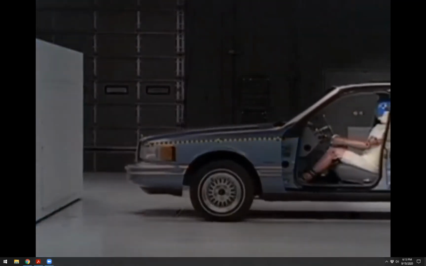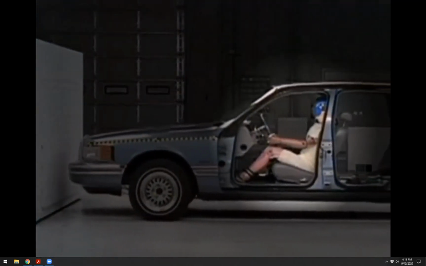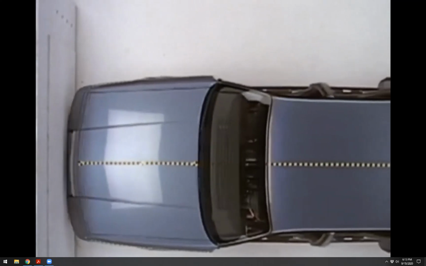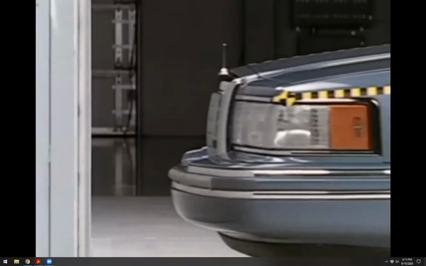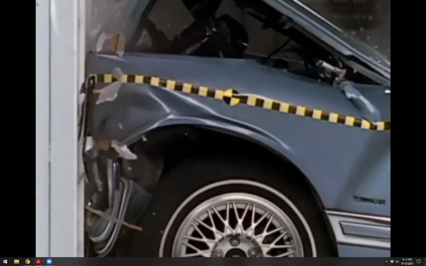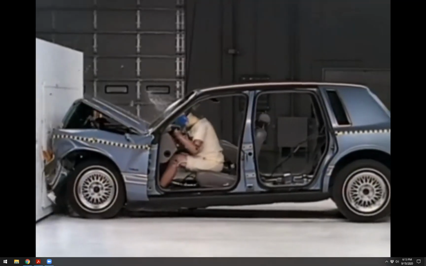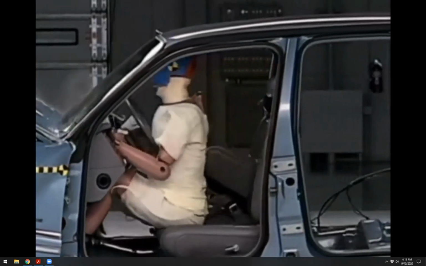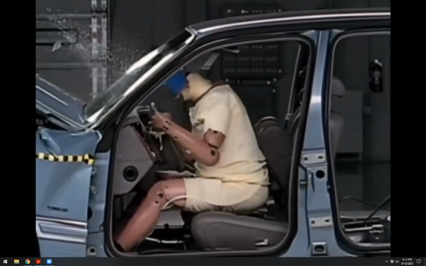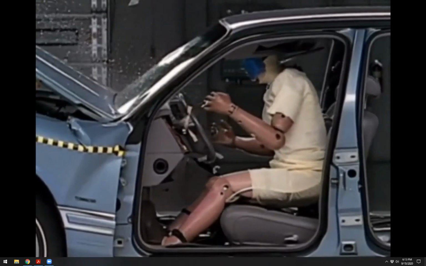See how the car and the crash test dummy are traveling at the same speed? Now watch what happens when the car crashes into the barrier. The front end of the car is crushing and absorbing energy, which slows down the rest of the car. But the dummy inside keeps on moving at its original speed until it strikes the steering wheel and windshield.